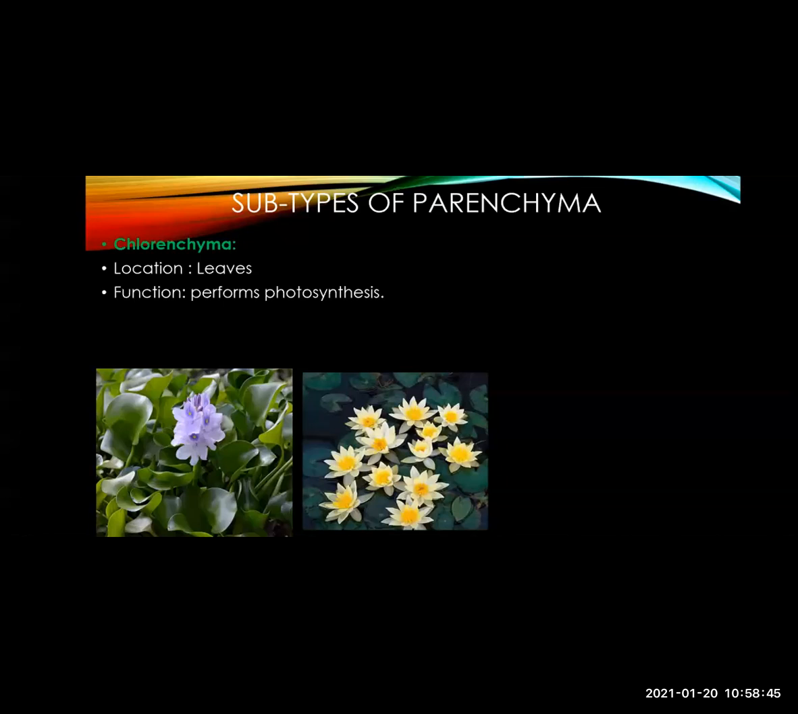So the function is to perform photosynthesis. I hope you all know photosynthesis means generation or production of starch with the help of minerals and solar energy. Next subtype is aerenchyma. What is aerenchyma? Aer means air and parenchyma. When air is attached to the parenchyma, it is known as aerenchyma cells.